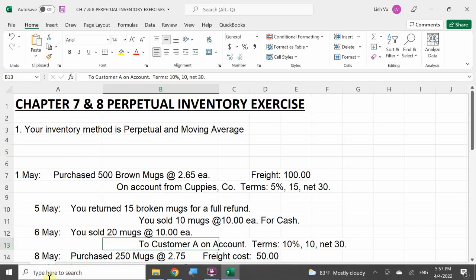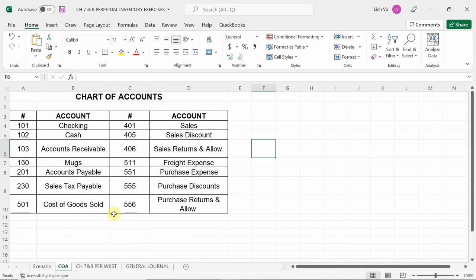Now in this case, with the rules of perpetual inventory, looking at my chart of accounts, what you're going to notice is my inventory item is going to be mugs. So account number 150 for mugs, right? This is perpetual inventory, not periodic inventory, right? We don't use purchase expense. We journalize the inventory item based on what we purchase. In this case, we bought mugs, so that's exactly what the inventory item is. We also place it on account, so therefore we have some accounts payable right here, okay? So let's go ahead and journalize this first.